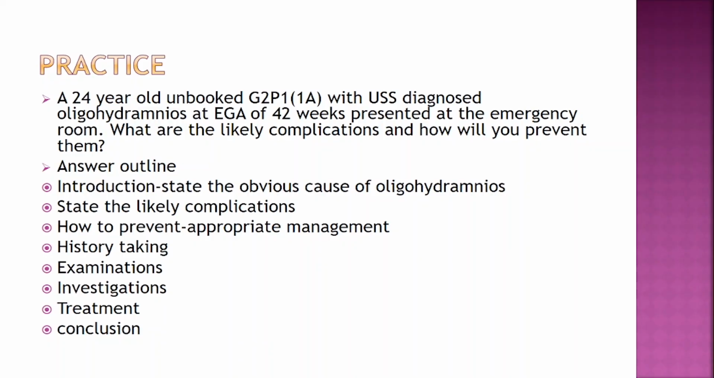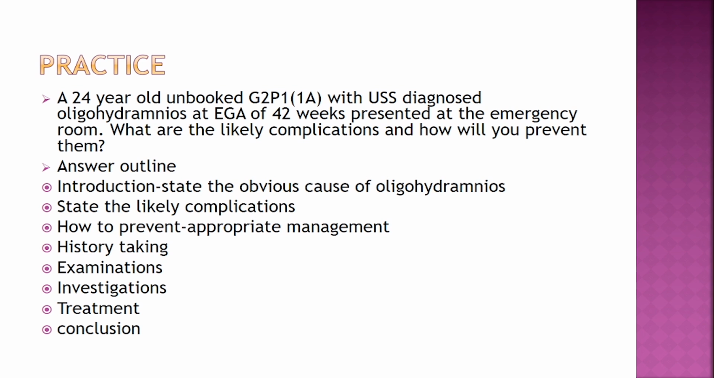So when you take appropriate history, you examine the woman. And from your examination, it is very important for you to check the fetal heart rate. You need to know whether the fetal heart rate is present or not. Then investigations that you will do. You have to repeat that ultrasound and confirm oligohydramnios yourself. So you do an ultrasound to confirm oligohydramnios. You check the fetal biometry. This baby can have intrauterine growth restriction with oligohydramnios.